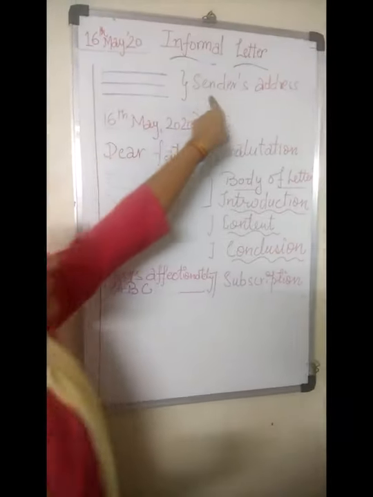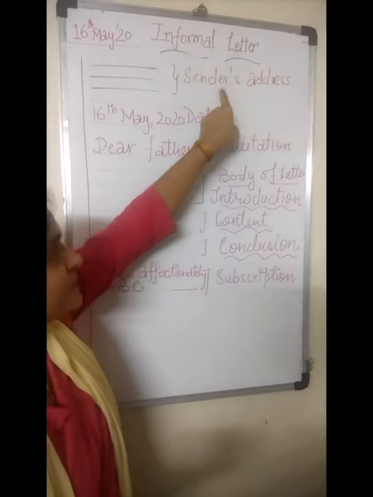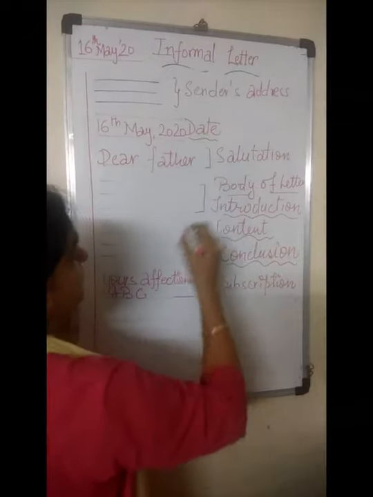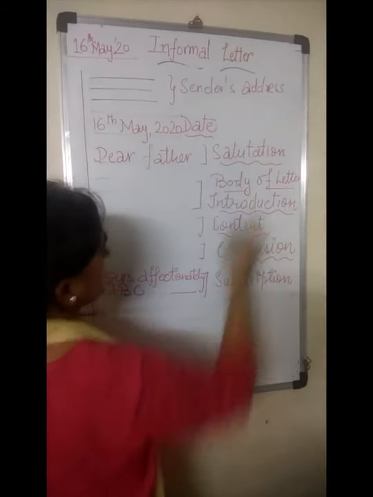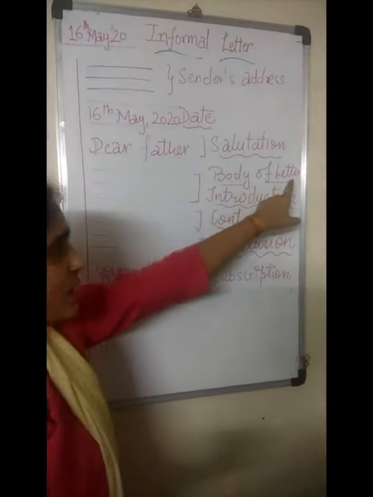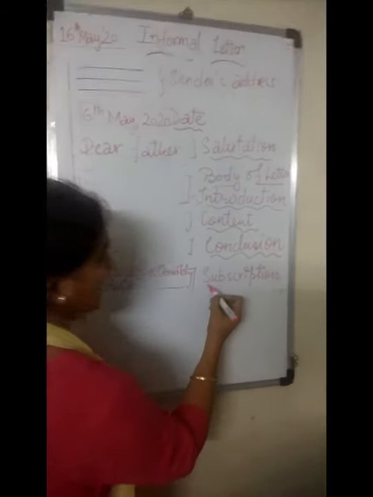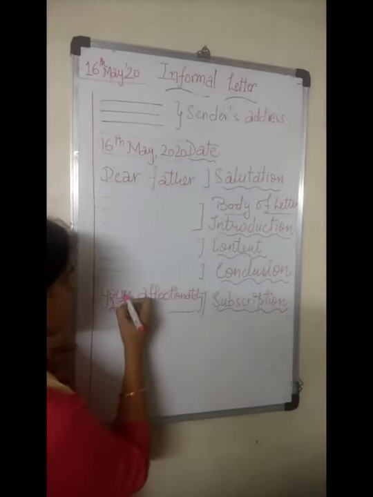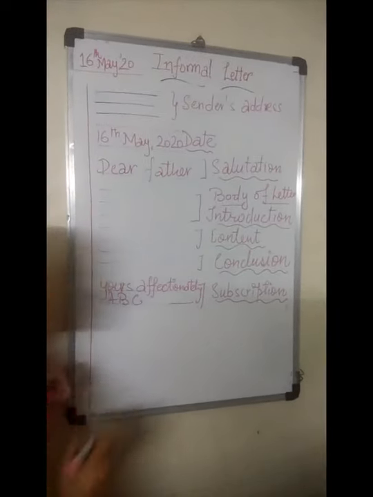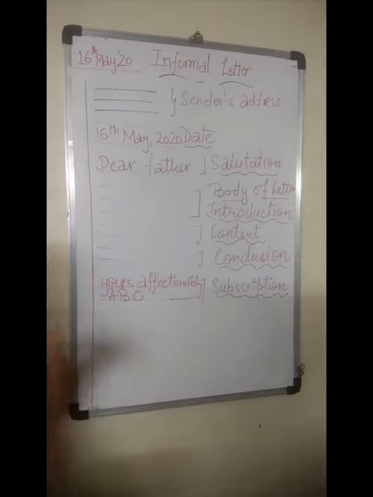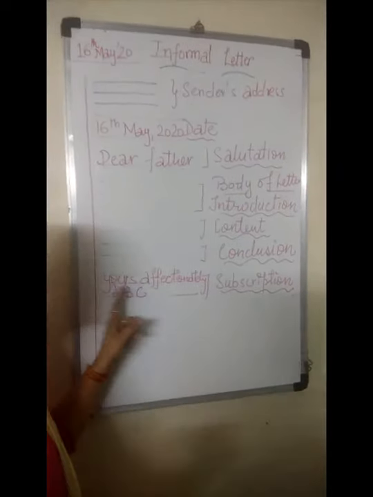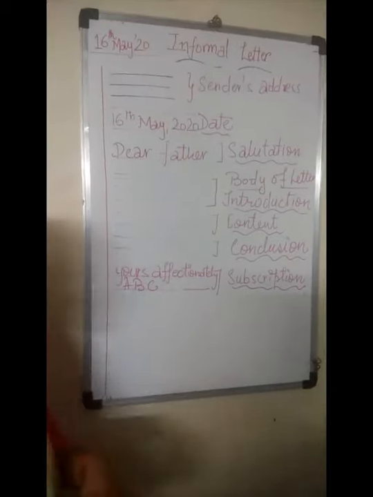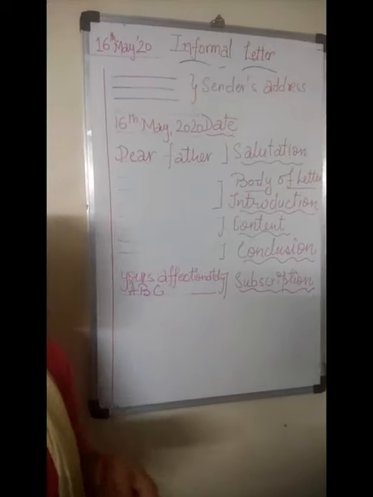I repeat here, the first part of writing the letter is sender's address, then comes the date, then comes the salutation, and then comes the body of the letter. Last part of this letter is subscription. If it is to the father, then you should write yours affectionately, or if it is to the friend, then yours sincerely. Hope this part is clear to all of you.